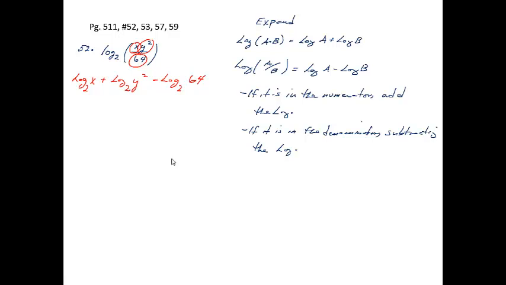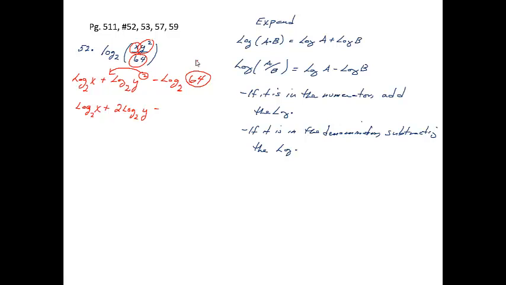And now I must clean it up. So log base 2 of x, he is okay. However, the power of 2 on y becomes the coefficient in front of his log. So that is 2 times log base 2 of y minus, well, 64. Can I simplify this so it's 2 raised to some power? Remember, they said evaluate if you can without a calculator.